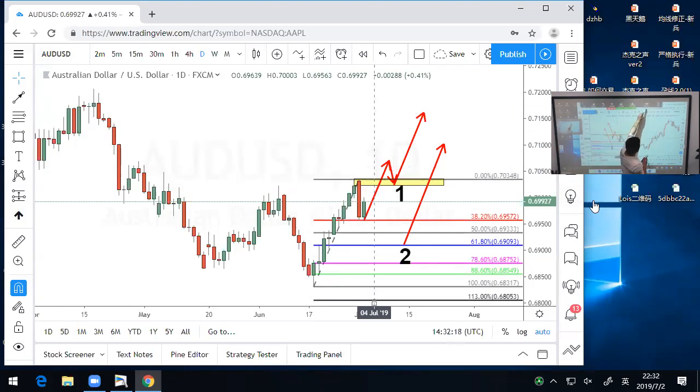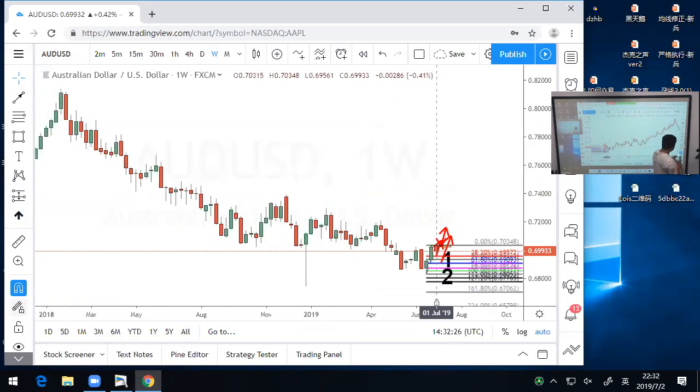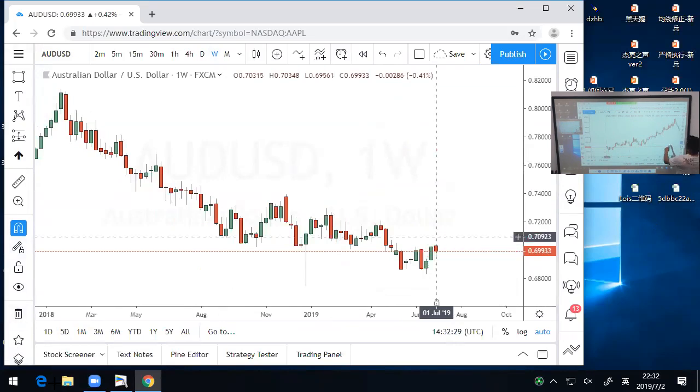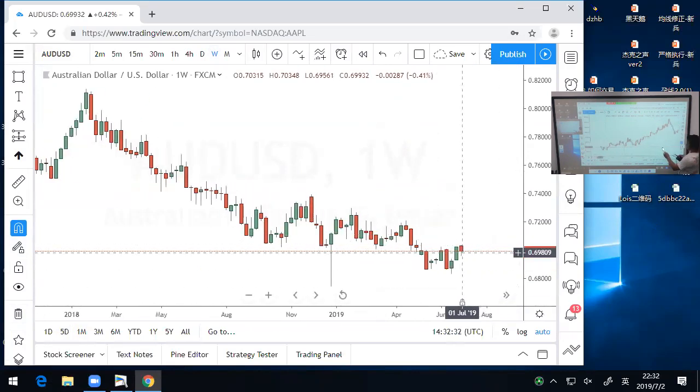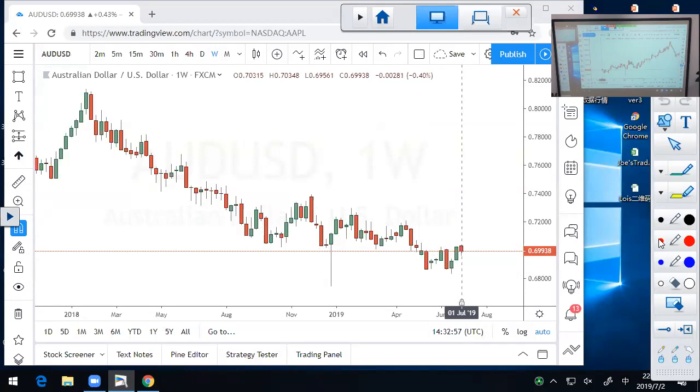So let's go to the weekly chart. Okay, this is a weekly chart. You know that on the weekly chart the Aussie has had a very, very tremendous fall from here to here. But we can observe the price action at this place. So what's going on here? What's going on here is the price creates a super long pin bar.